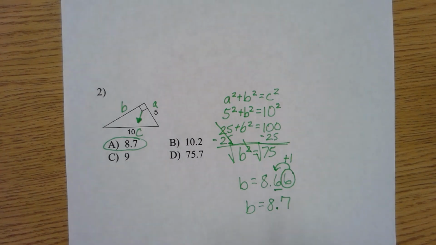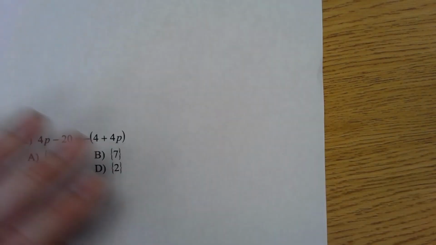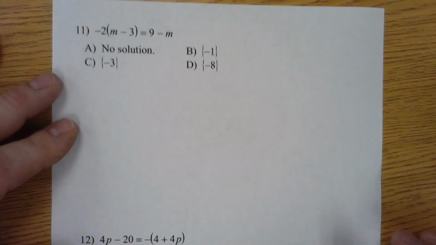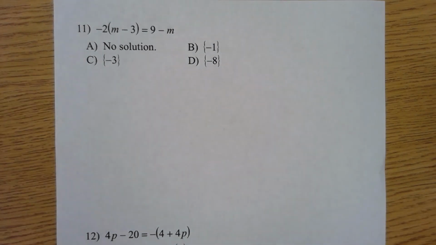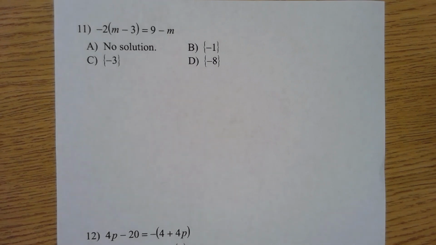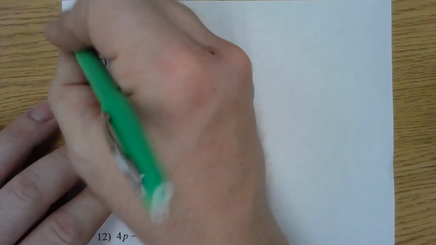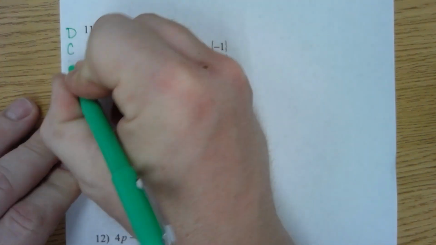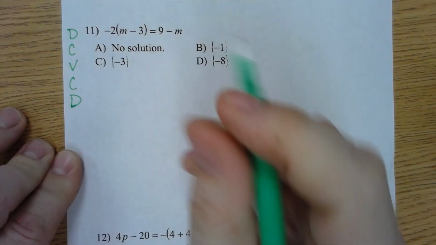Okay, all right, now we're going to skip over to question number 11. And remember, guys, if you're doing this on Skyward, just work it out on a separate sheet of paper to make it easier for yourself. Okay, so here what we're doing is solving an equation. Remember the steps for solving an equation we went over: D, C, V, C, D. We're going to talk about those steps right now.